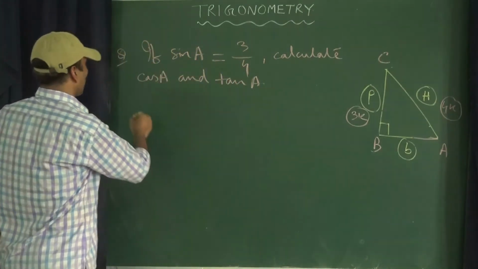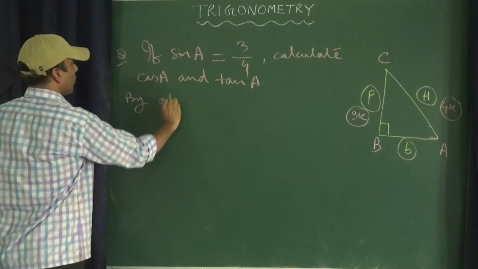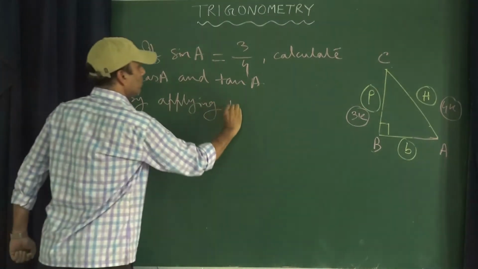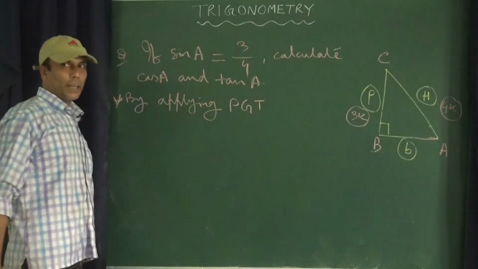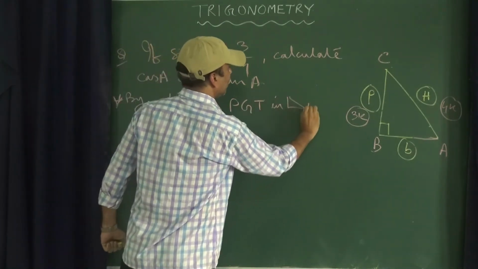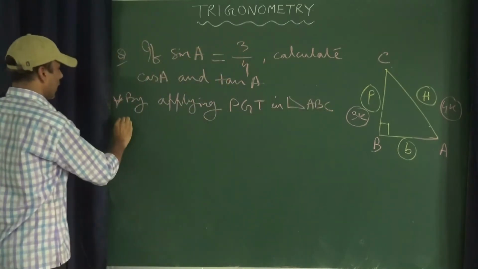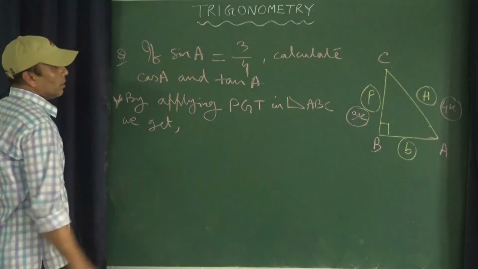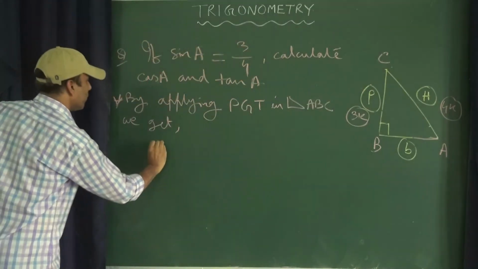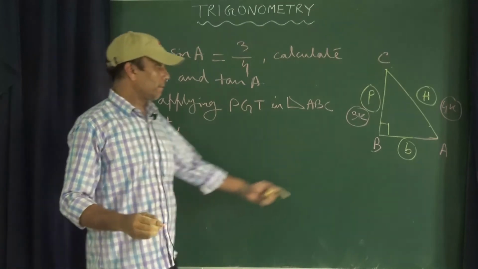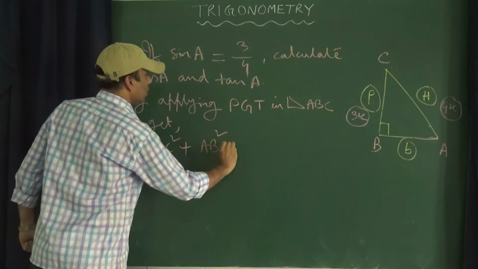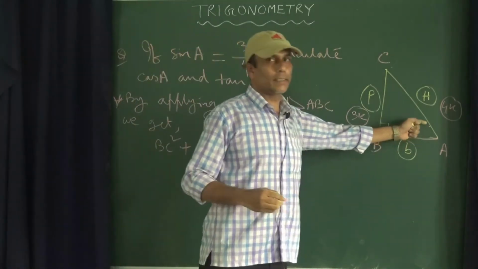By applying Pythagoras theorem, in short we can write it as PGT also, in right triangle ABC, we get perpendicular square, that means BC square, plus base square. Base means our AB. So AB square is equal to hypotenuse square, means AC square.